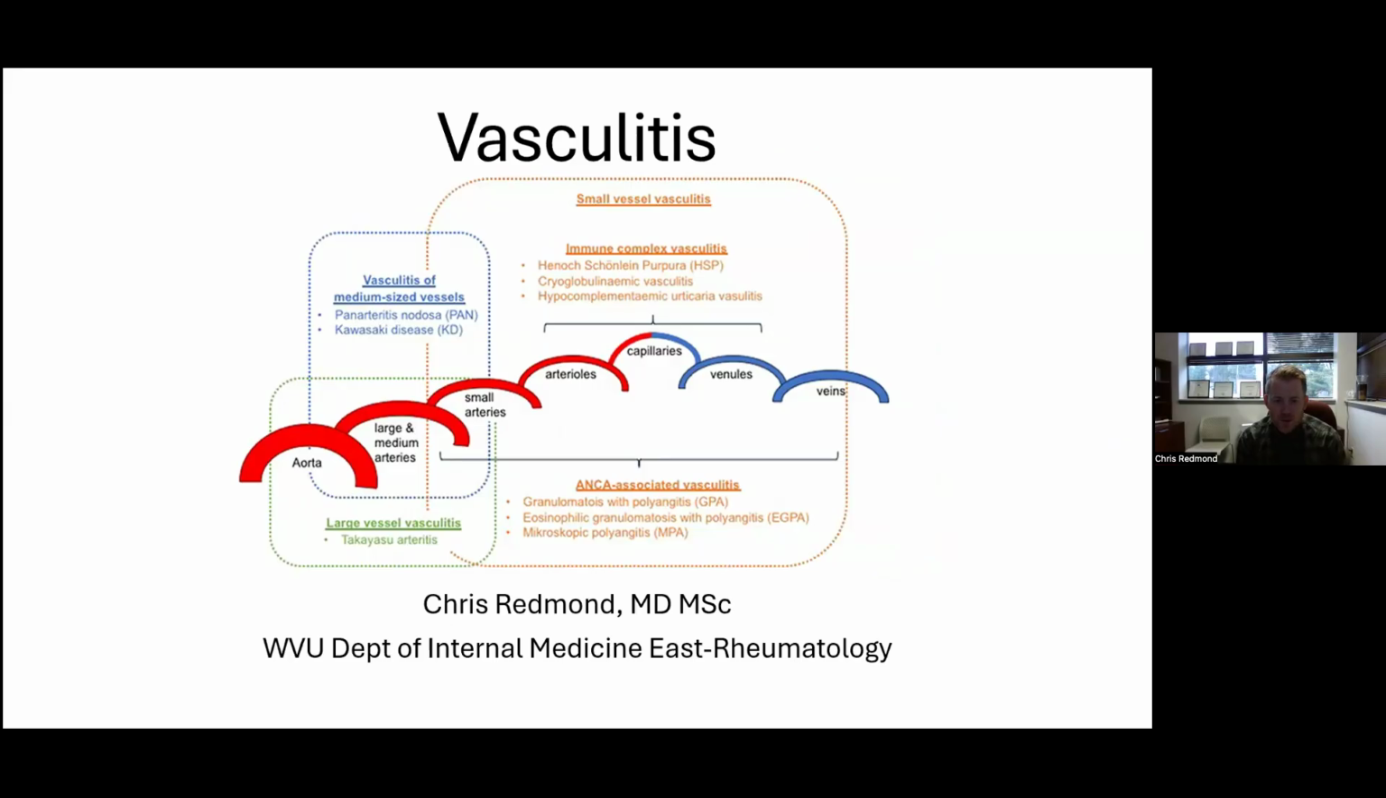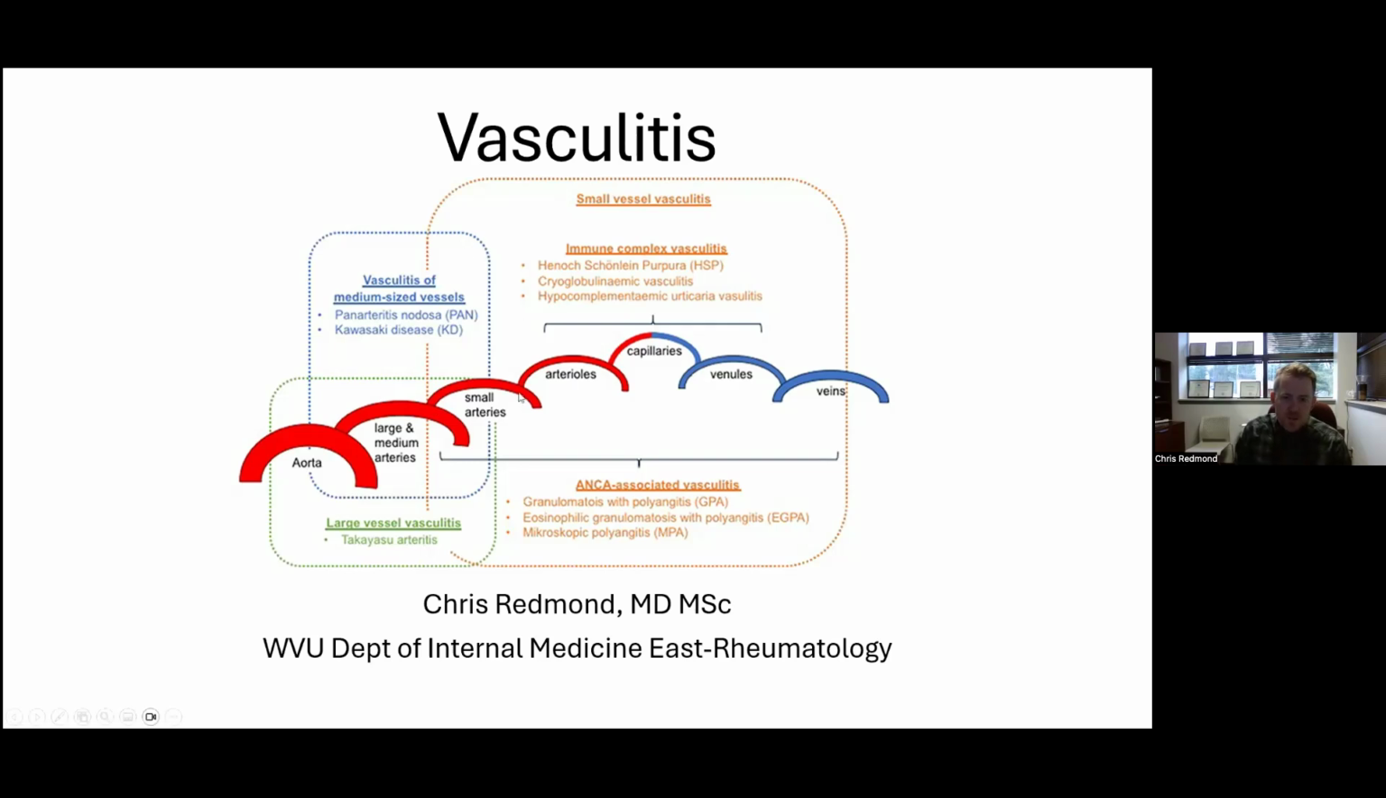We'll be doing a whirlwind tour of vasculitis. This is typically how vasculitides are divided up within the rheumatologic community. It's really by the size of the vessel involved. Starting from the left, large vessel vasculitis usually involves the aorta and branches off the aorta.